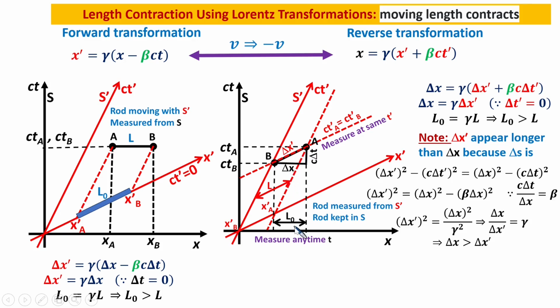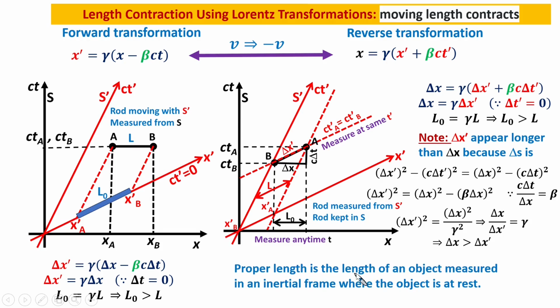This happens because now you are mixing space and time, not like in Pythagoras or Euclidean geometry where you only deal with space but not time. These are some of the things which pop up when you mix space and time to make a single coordinate system. Proper length is the length of an object measured in an inertial frame where the object is at rest. This is the definition of proper length.